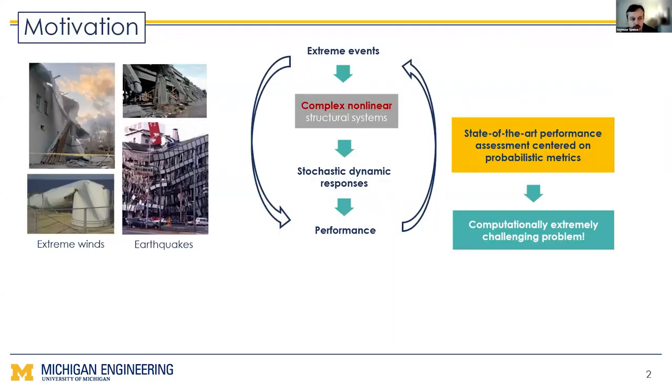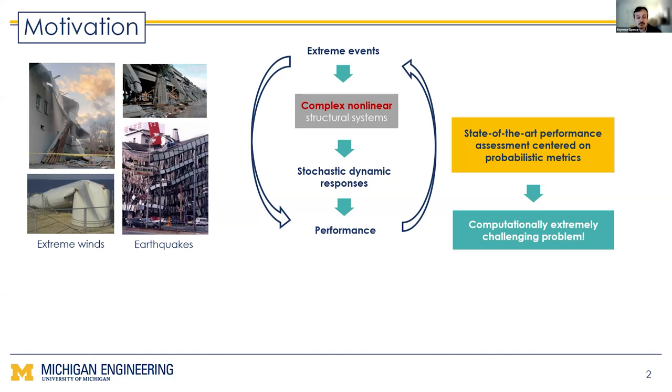So the motivation for this work comes from the extreme responses we can see when we subject structures, for example, to extreme winds. Basically, what we end up with is complex nonlinear structural behavior. And if we want to assess these systems in terms of state-of-the-art performance-based design or similar, we need to consider these stochastic dynamic responses, because these extreme events basically represent a general stochastic excitation propagating through a nonlinear system.